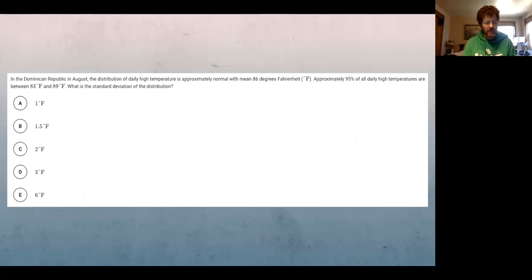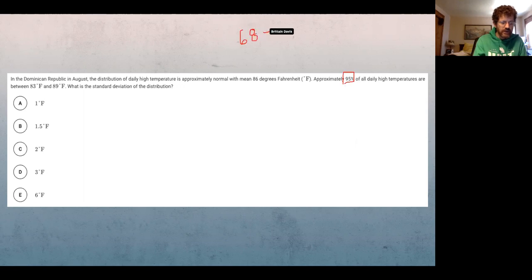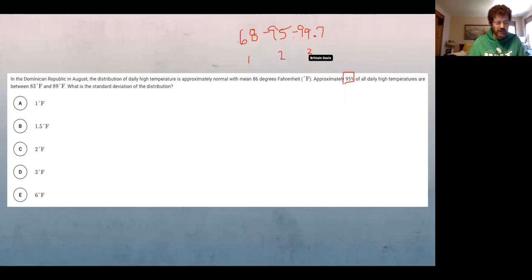Approximately 95% of all daily high temperatures are between 83 and 89 degrees Fahrenheit. What's the standard deviation? All right, so the first thing I want to remind you of, and some of you I hope are immediately knowing what to do with this, but when you see this 95%, that should remind you of your empirical rule, the 68, 95, 99.7 rule, which tells me that within 2 standard deviations, I'm going to have 95% of the data.